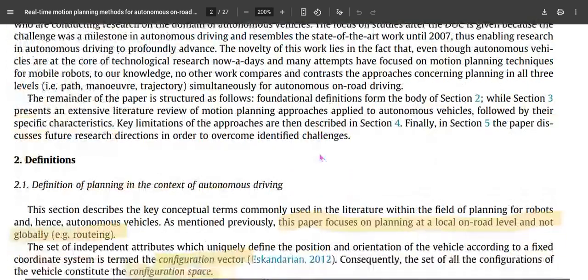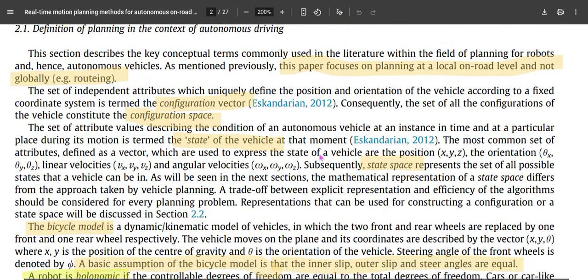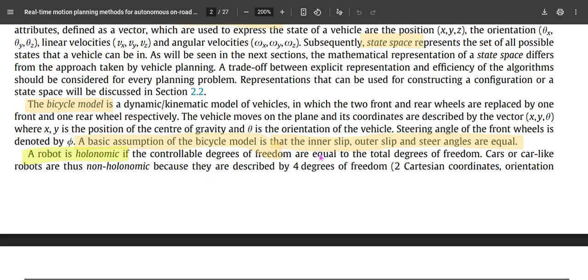In section two, they give definitions of the terms. What is a configuration vector, what is configuration space, what is the state of the vehicle. For example, the state of the vehicle can be its position and its orientation in three different directions, and the main vehicle dynamics or vehicle model they consider for these different algorithms is the bicycle model. And what is meant by constraints, like holonomic constraints and non-holonomic constraints.